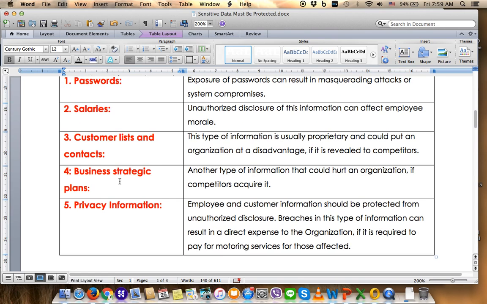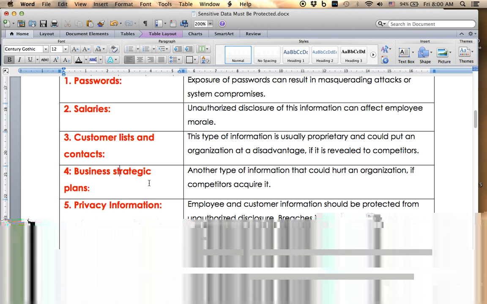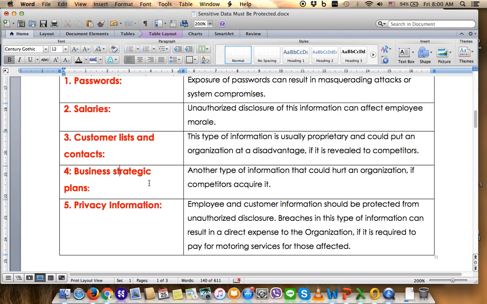The next is the business strategic plan. The business strategic plan can hurt the organization if a competitor acquires it. This plan involves the strategy, the financial plan, the mega project. A lot of plans contain information involving finances, strategy, and activities that the organization needs to execute. So we need to protect the sensitive and confidential information.